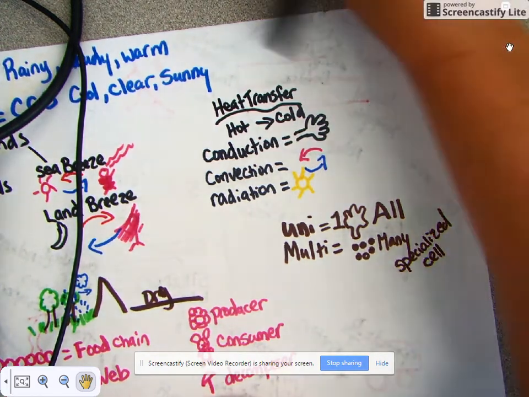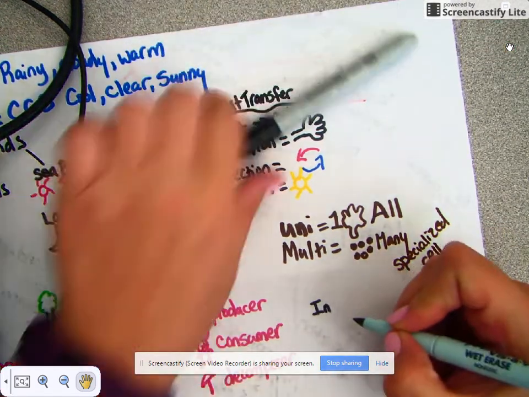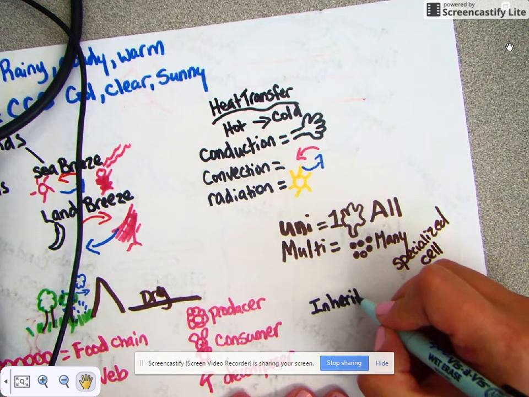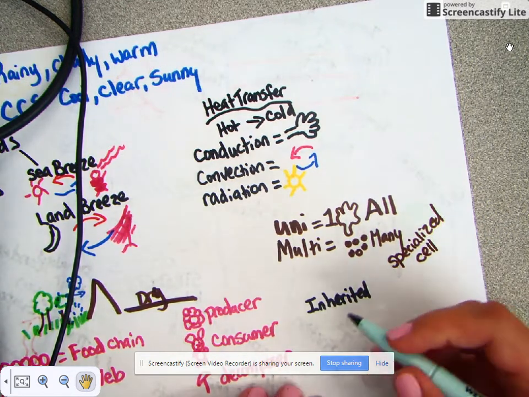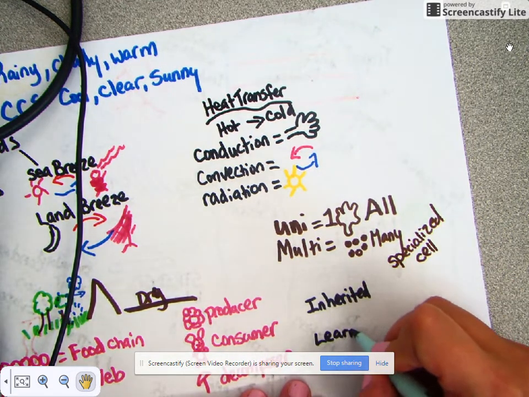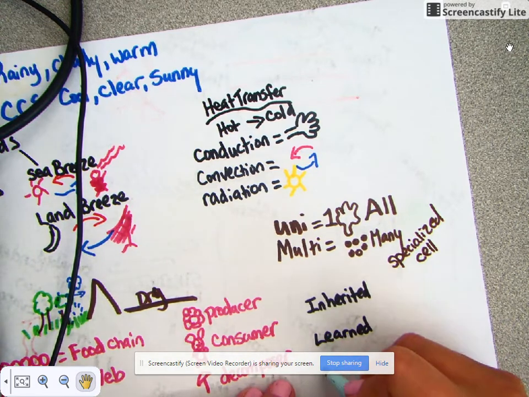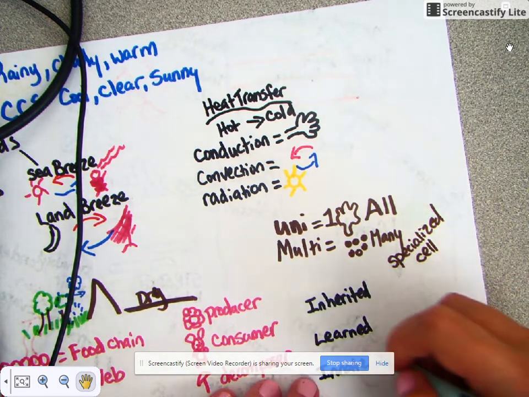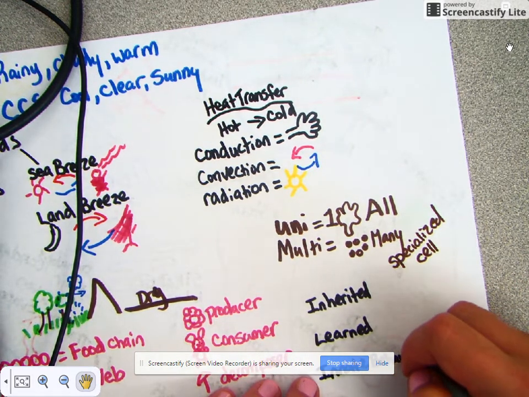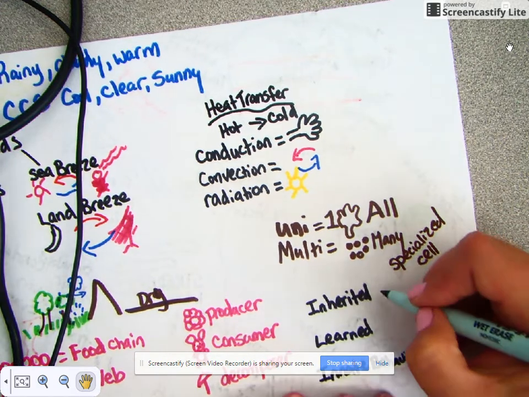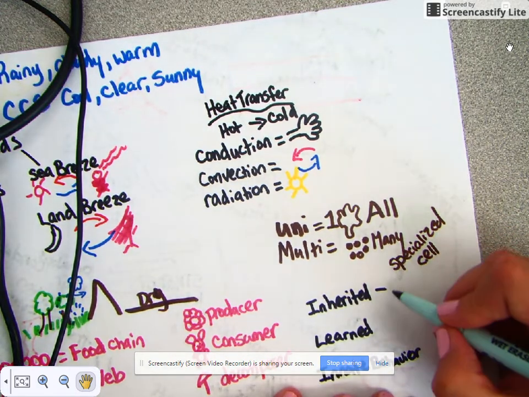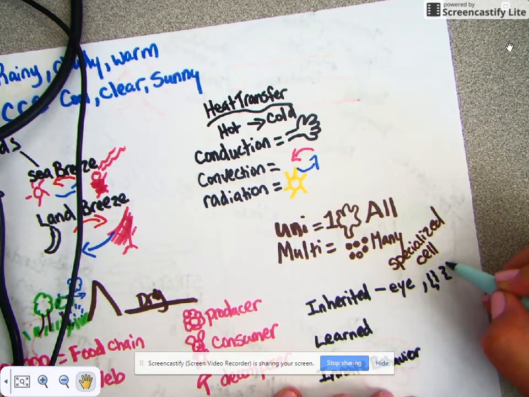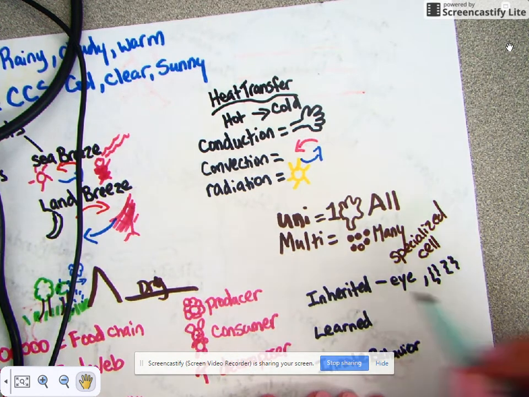Last thing. We've got inherited, learned, and innate. Okay, inherited means like your eye color and how curly or straight your hair is. That's my picture of hair.